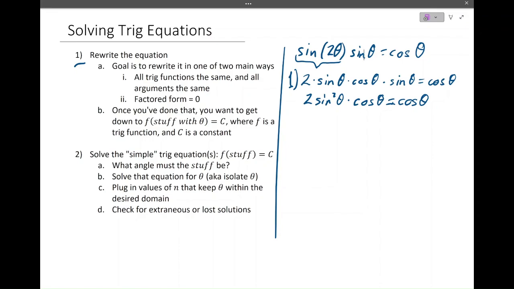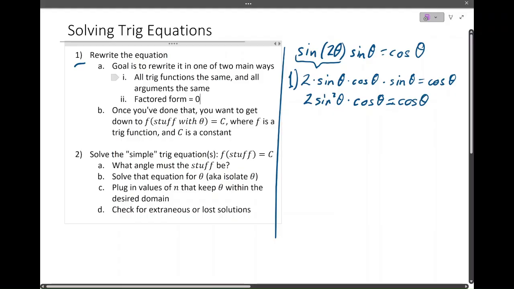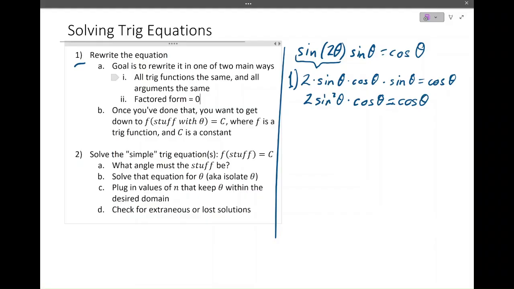2 sine squared times cosine. Okay, what's nice now is that we all have the same argument, which is nice, but I have 2 different trig functions, which makes life, again, a hassle. But what we've noticed, hopefully, is that, well, hang on, I have 2 sine squared times cosine, and that equals cosine on the right side. So couldn't I just divide both sides by cosine?